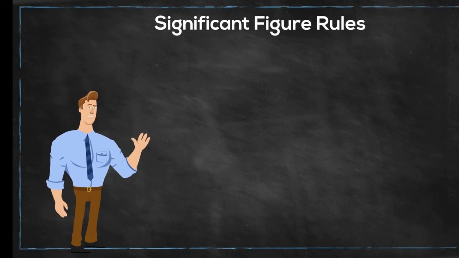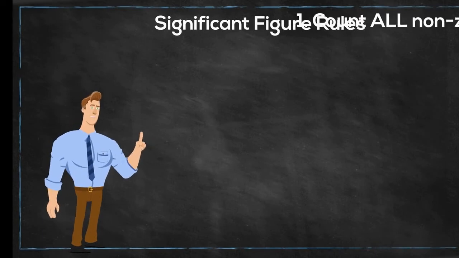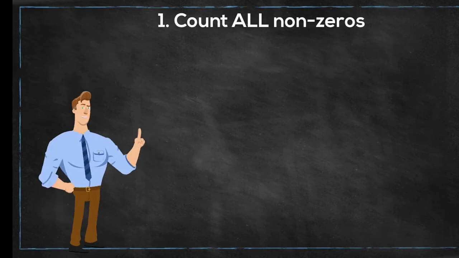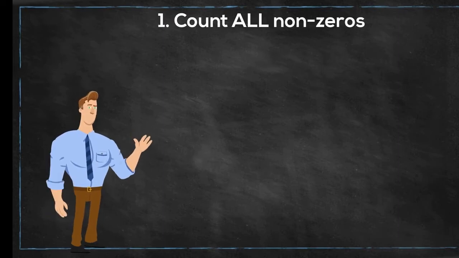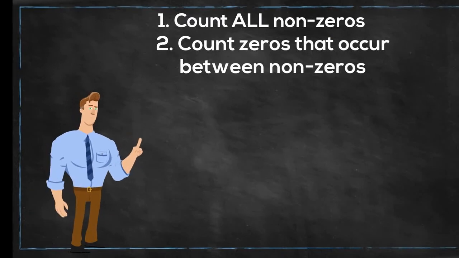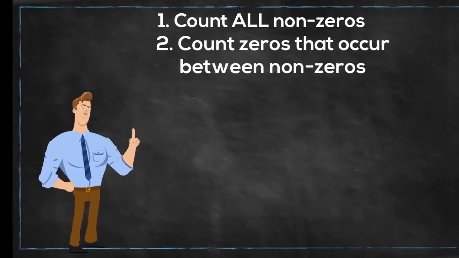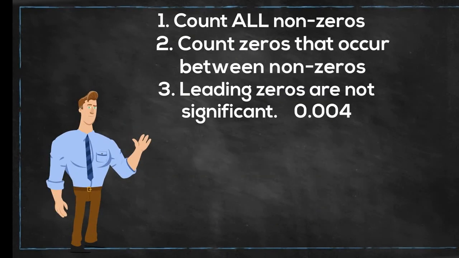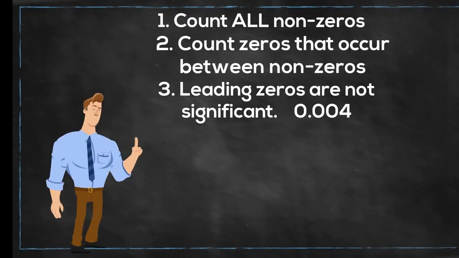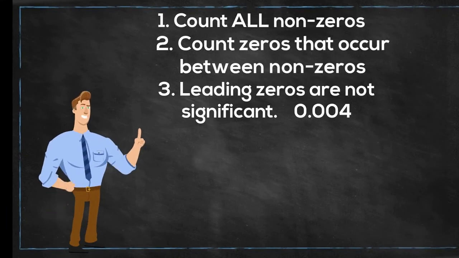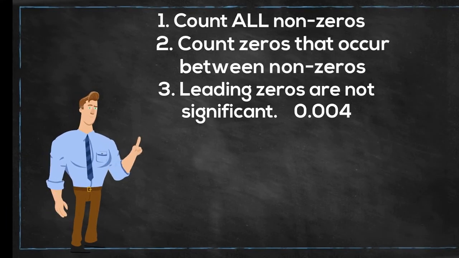First, the rules. Number 1, count all non-zeros. Like the numbers 2, 3, 4, 5 are all non-zeros. 2, count zeros that occur between non-zeros. 3, leading zeros are not significant. For example, 0.004, the zeros are not significant.